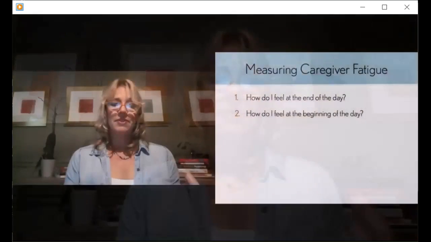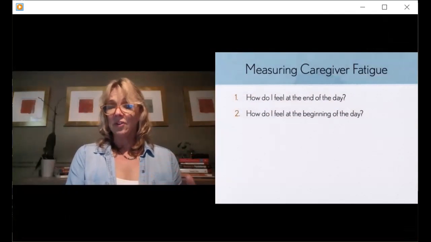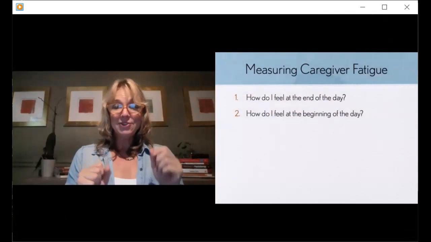All right, so we talked about this a little bit earlier, and we're going to go into it a little bit more here, but measuring caregiver fatigue. How do you know when you're experiencing caregiver fatigue, when you just give and give and give, and you're not feeling like you get anything back? The two questions that often come up for me are, how do I feel at the end of the day? Am I exhausted? Do I want to be left alone? Am I looking to pop that bottle of wine or eat that bag of Cheetos?